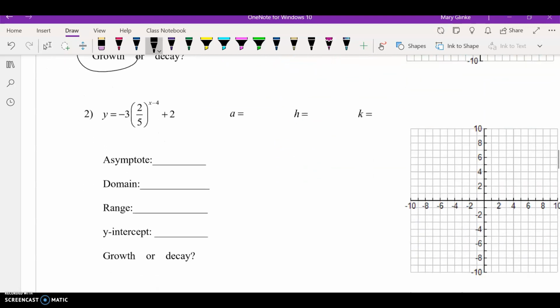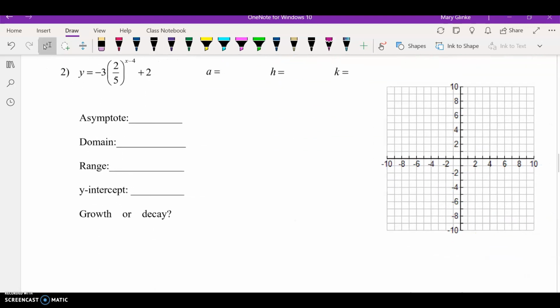Let's go ahead and try another one then. So for this one here, our base is 2/5. Our A value is -3. Our H value is +4 to show right 4. And our K value is +2 to go up 2. So let's go ahead right now and write our asymptote. It's always y equals our K value. And we could even graph that immediately if we'd like to.